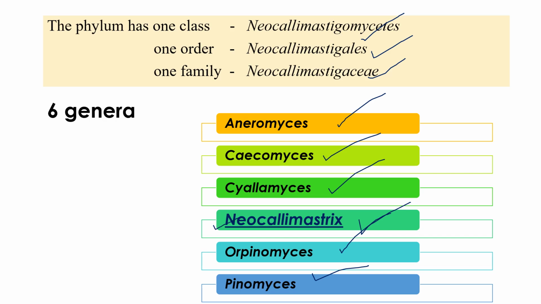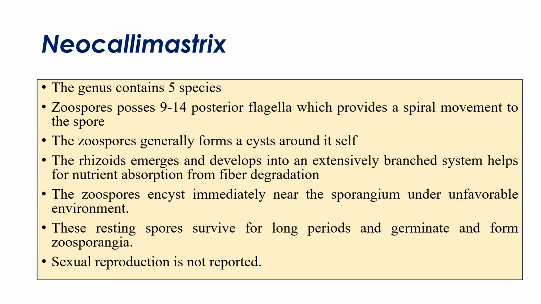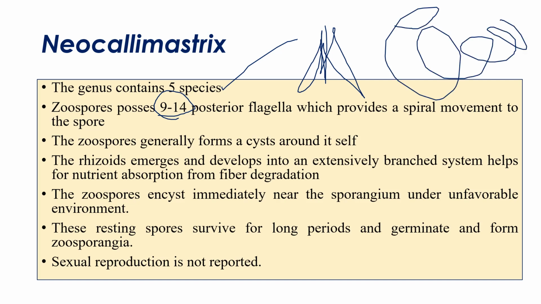Let's see some common or important features of this Neocallimastix. It consists of only 5 species, and the zoospores are posterior flagella type, not whiplash. It has 9 to 14 posterior flagella, which means multiple flagella pointing downwards. These 9 to 14 flagella provide a spiral movement.